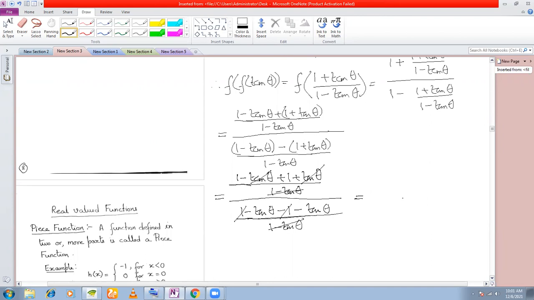If you see in the numerator, you are simply left with 1 plus 1, which is 2. And in the denominator, you are left with minus tan theta, right? So now again, this 2 and this 2 are going to cancel. So you're only left with minus 1 by tan theta, which is equal to minus cot theta. And that is proved. So you have proved that f tan theta is equal to minus cot theta.